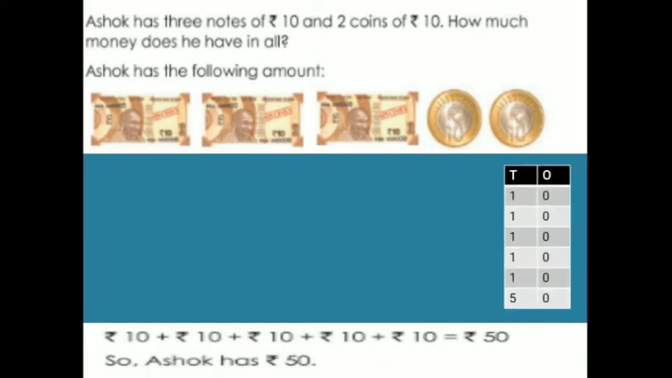Here is the addition box also. 10 plus 10 plus 10 plus 10 plus 10. So the ones side is all full of zeros, so down also it will come as 0. Then the tens side: 1, 2, 3, 4, 5. So the answer is 5. So the total which Ashok has is 50 rupees.